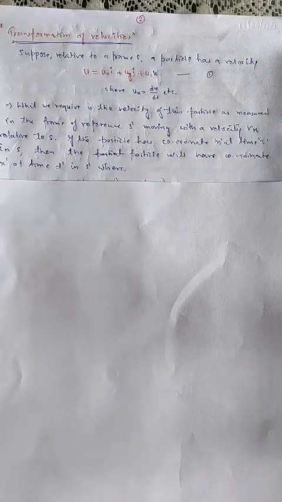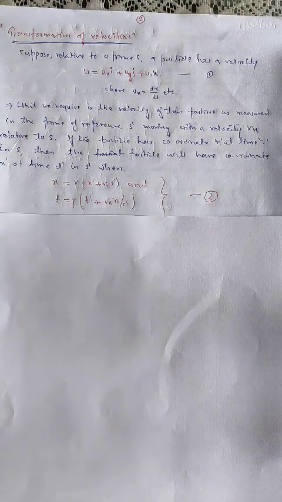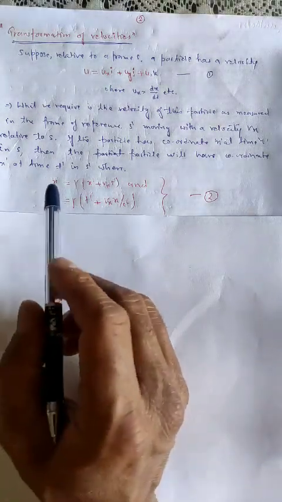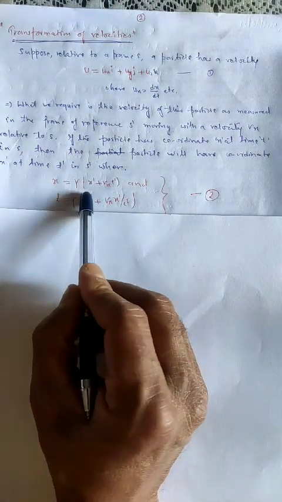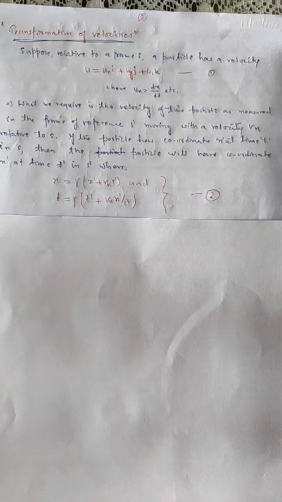If the particle has a coordinate x at time t in an inertial frame S, then the particle will have the coordinate x prime and time t prime in inertial frame S prime, where with the help of the Lorentz transformation we could represent x is equal to gamma of x prime plus vx t prime, and t is equal to gamma of t prime plus vx x prime divided by c square.